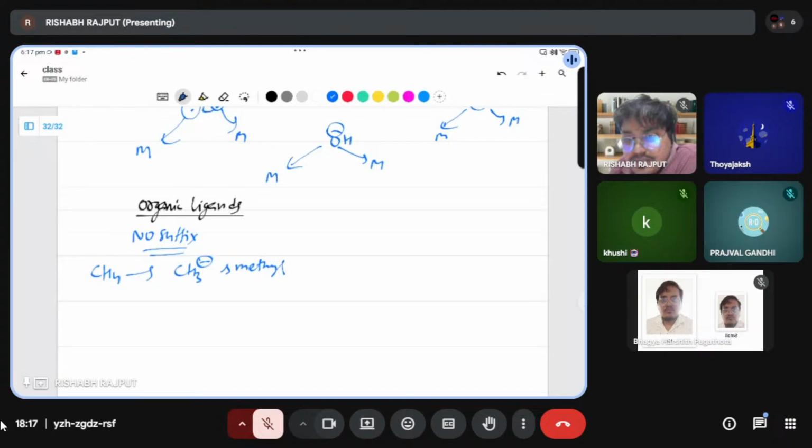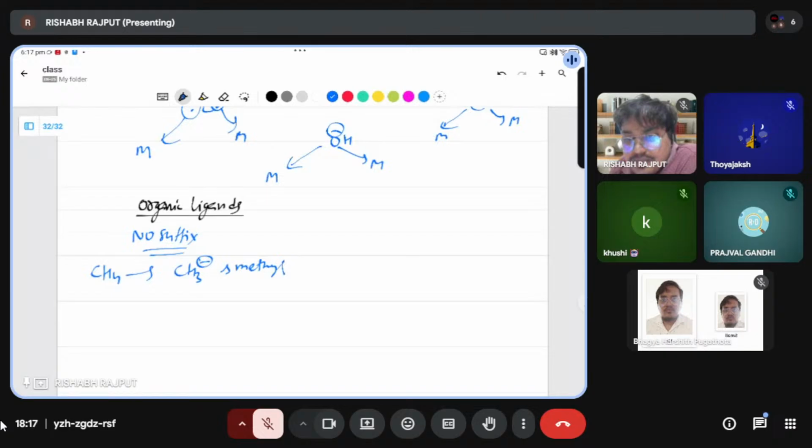What is happening here? Why have you written that? Nothing, sir. Okay. So sometimes carbonyl also will share its electrons in some compounds. I'm not saying every time. That is why we call it bridging. That is a bridging ligand.